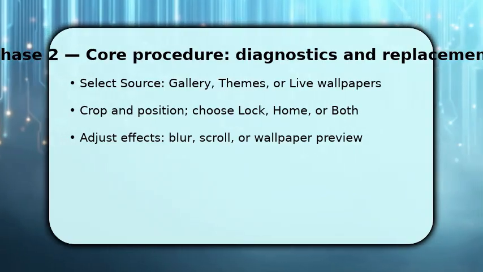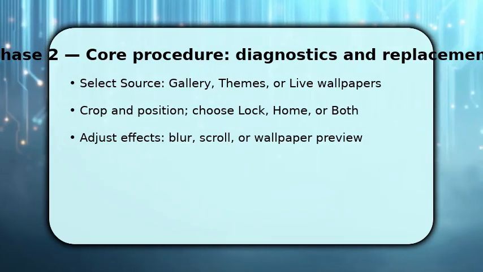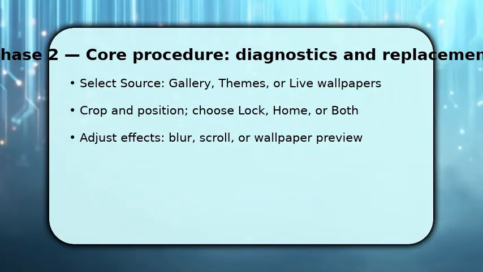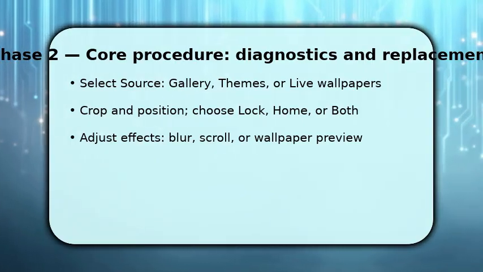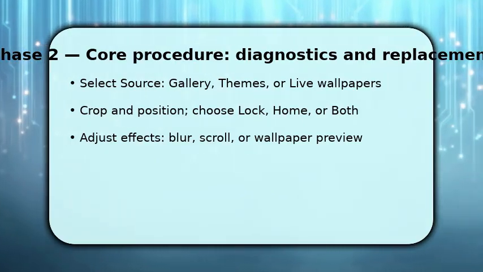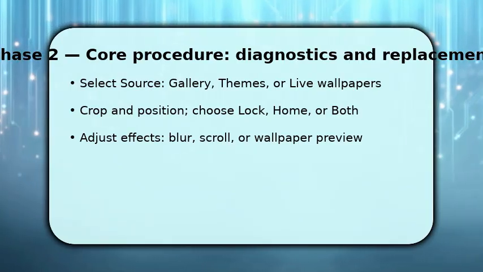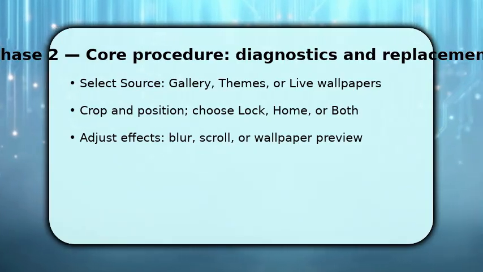Next, select where it applies, home, lock, or both. This matters because lock screen often shows notifications. You can also toggle parallax or blur effects if available. These change battery use and legibility, so adjust until the preview looks right before you confirm.